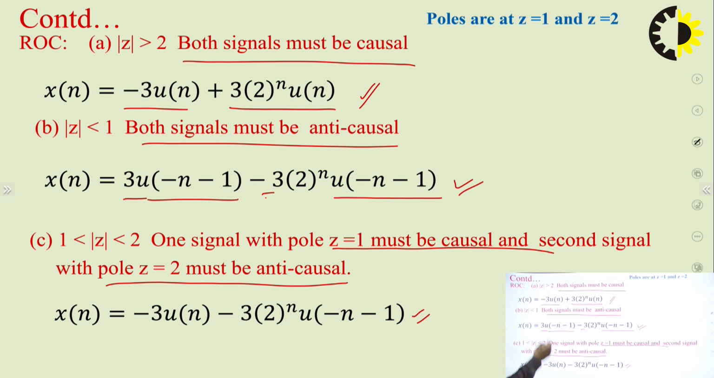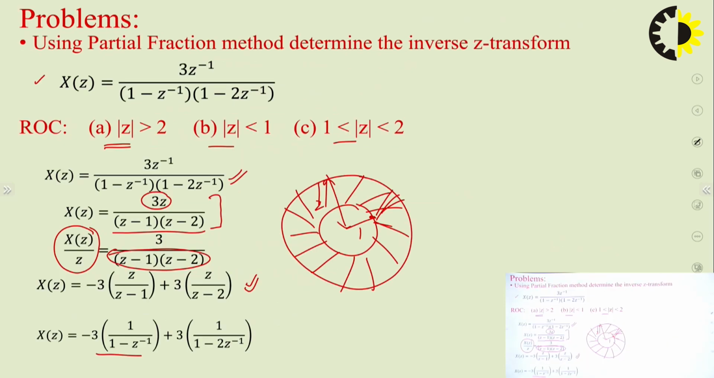And here we can see the poles are located at z equals 1 and z equals 2. An important thing is that you can take this z as it is, but this z is not basically a positive power z. So this is 0, and 0 will not affect anything in this aspect.